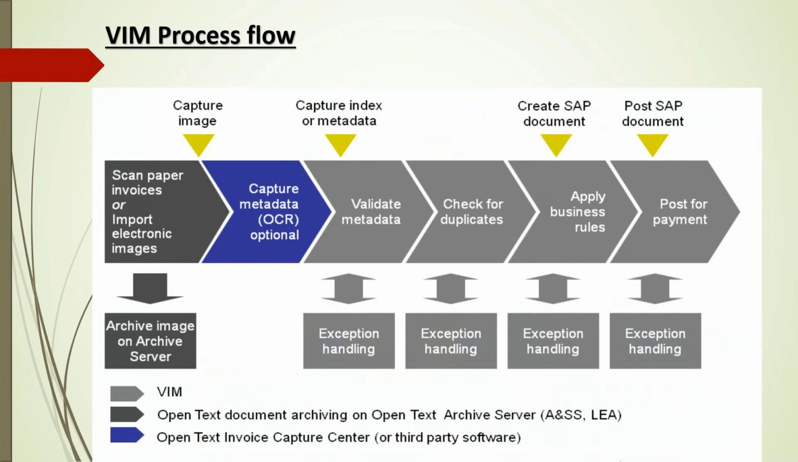So OpenText provides the archive solution, which is the first part, the OCR solution, which is the second step, and then the Vim invoice processing till the posting as a Vim solution. Okay, so these are the areas where Vim will come into the picture. Any questions on this? No questions, Sachin.